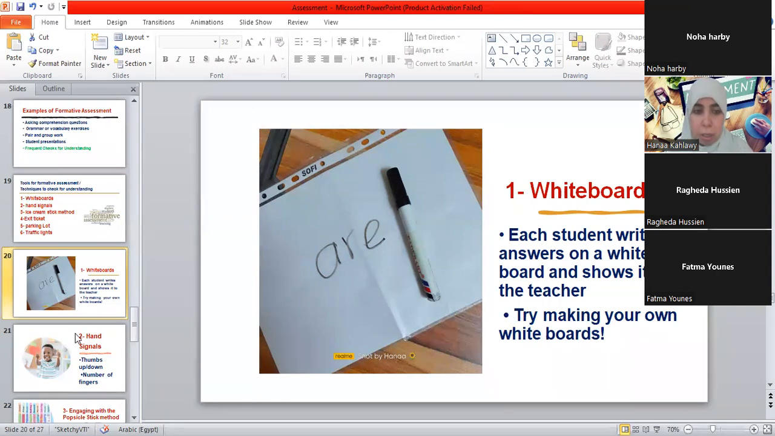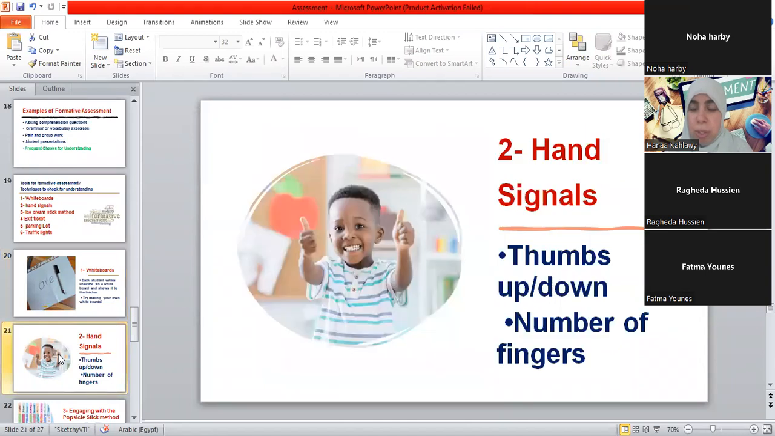Okay, this is number 1. Let's move to number 2. Tool number 2, hand signal. Thumbs up or thumbs down or number of fingers. Okay, so how can I use hand signals to check their understanding? I'll give you some examples.